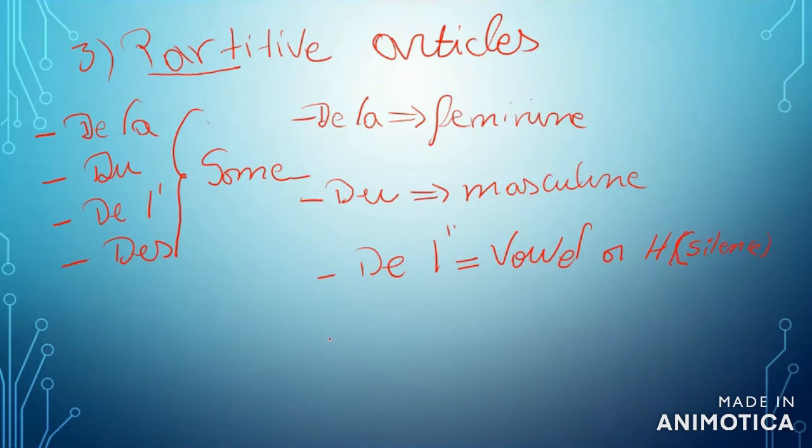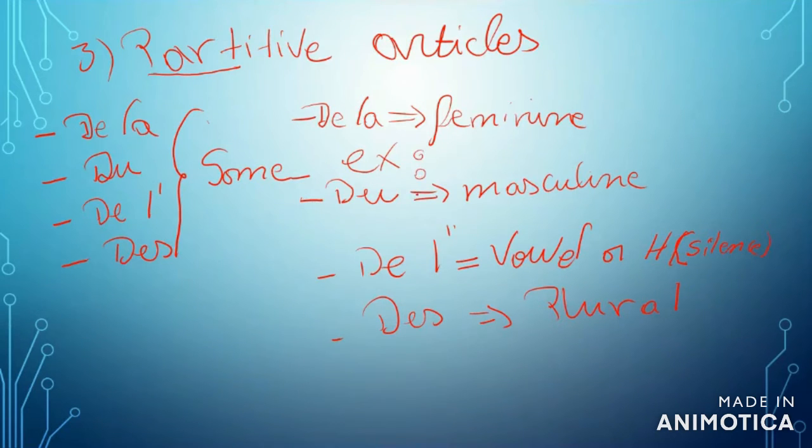This is when you use de la, du and de l'. That's why, from the indefinite article, you saw that des means some when we're talking about more than one, which is plural. Now, if I want to say that I want some apple, let me find a feminine word. Example for number one, de la.